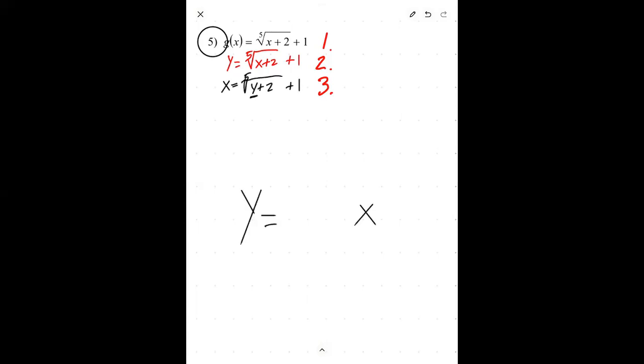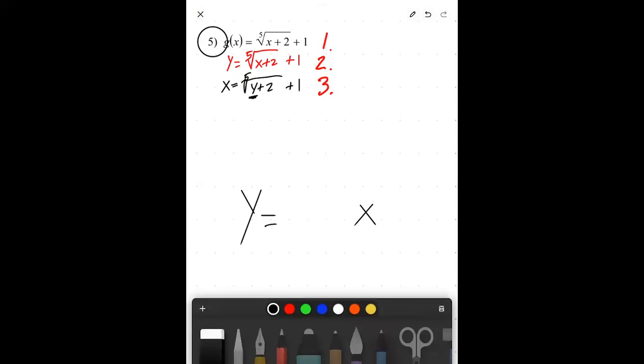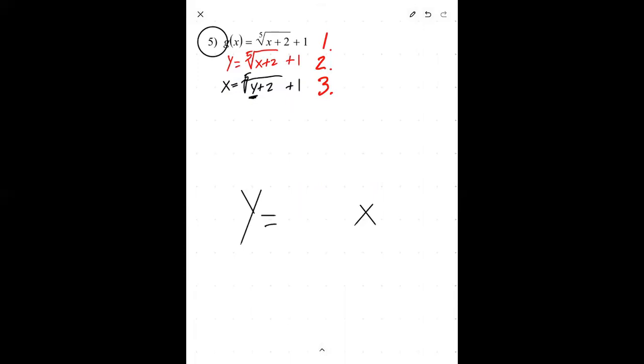But now in order to determine what I need to do, I'm going to use PEMDAS. The first thing that we're doing here is adding 2 to y. The second thing that we're doing is taking the 5th root of y. So we're taking the 5th root, and I just wrote it with a 5th root symbol. And then the last thing we're doing is adding 1 here.